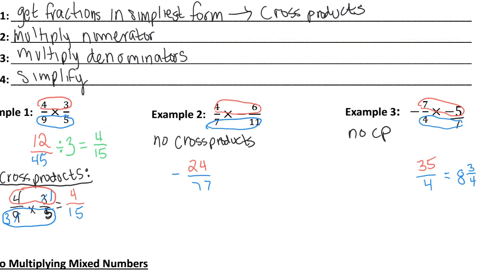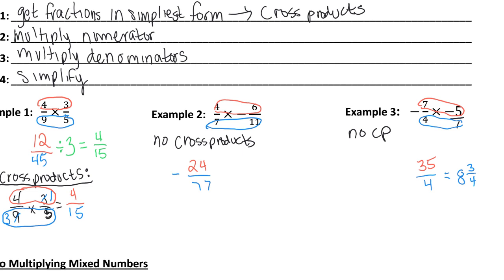All right. So for example 2, there are no cross products. So you just are multiplying straight across. 4 times 6 is 24. 7 times 11, 77. Positive times the negative gives us a negative. All right, so that's how we got our answer there.